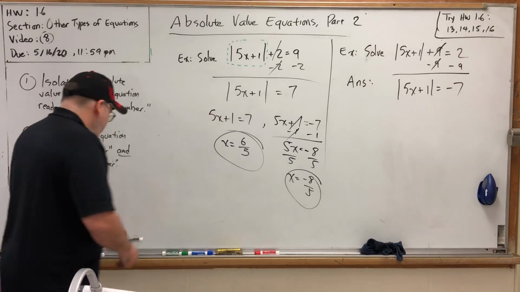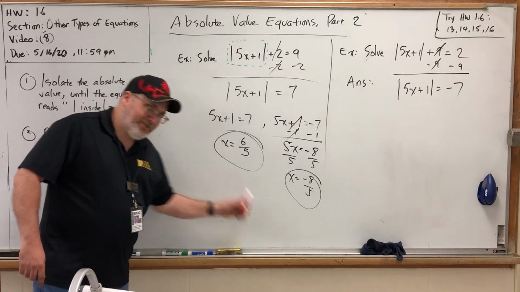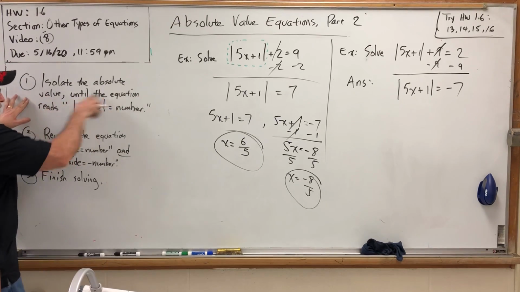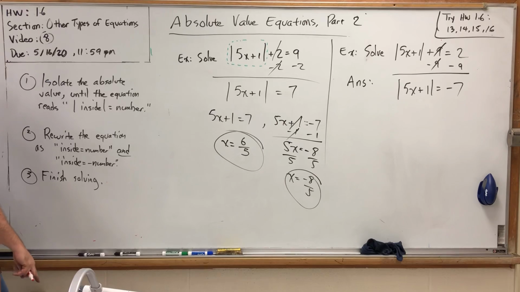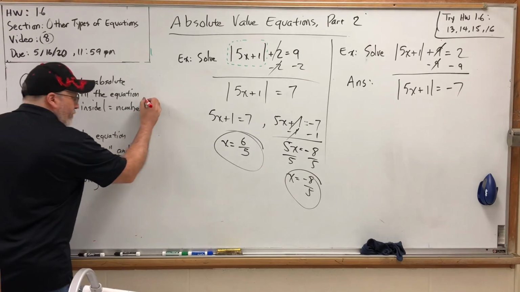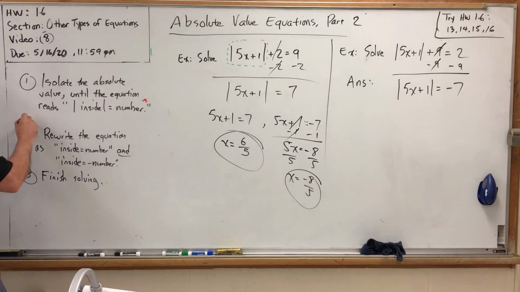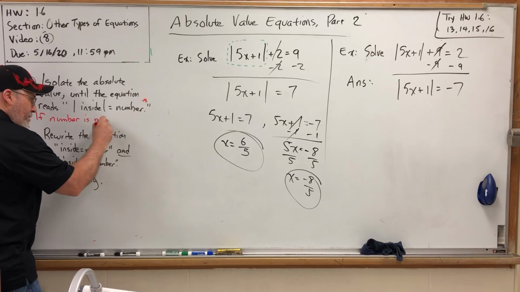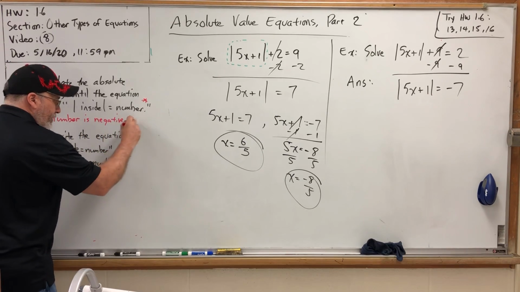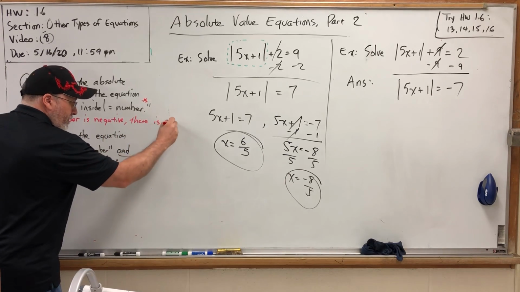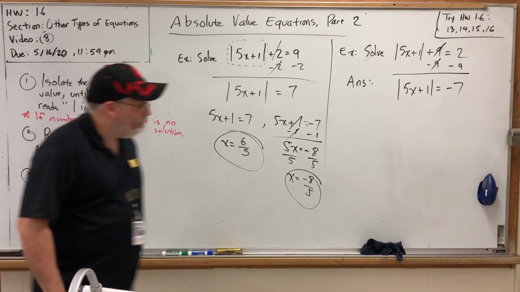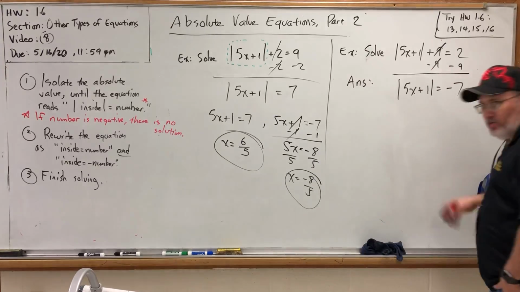The caveat, and I'm going to amend this list of steps over here. By going to the first step, isolate the absolute value equation until the equation reads absolute value of something on the inside equals a number. I'm going to put an asterisk on the number, and here's the asterisk. If the number is negative, comma, there is no solution. Stop. The problem is over. Because this number is negative, there is no solution.